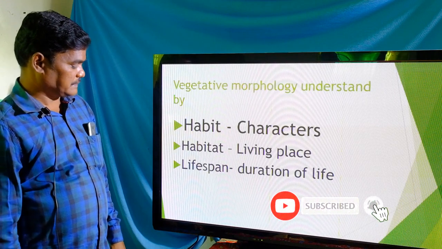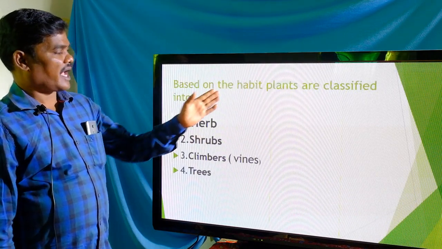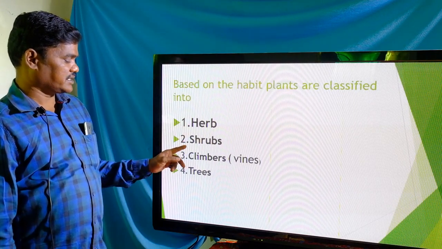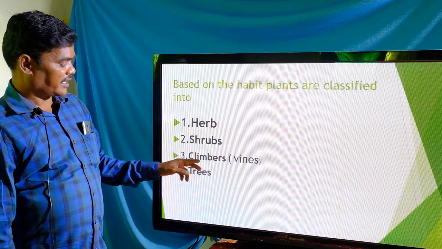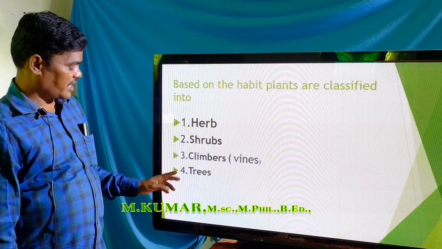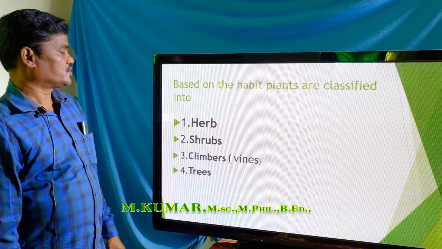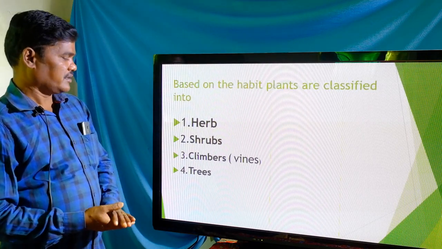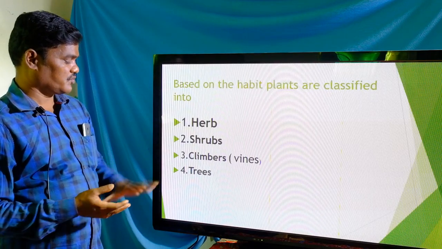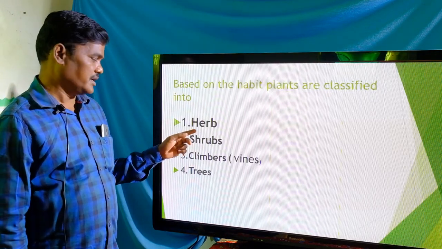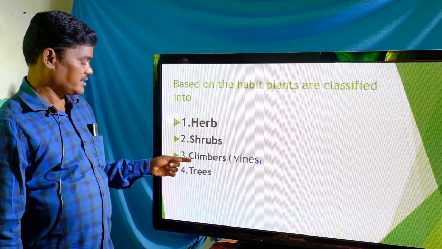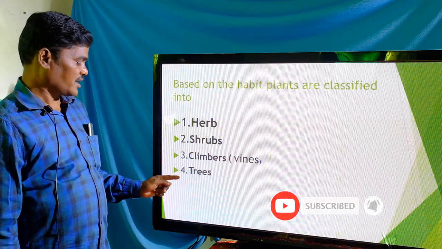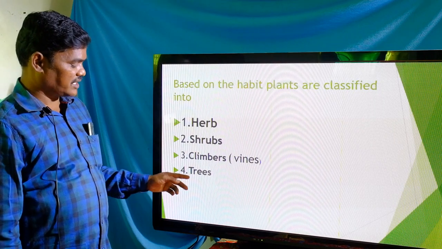Next, based on habit, plants are classified into, first, herbs, second, shrubs, third, climbers. Climbers are otherwise called vines. And fourth, trees. Habit means the growing character. According to the growing character, all plants are classified into four categories: herb, shrub, climbers, and fourth, woody plants, which are called trees.